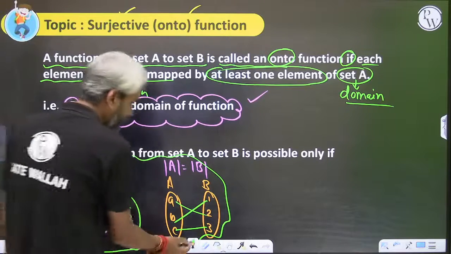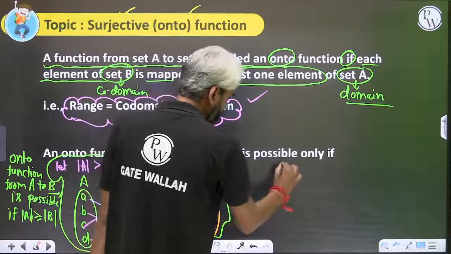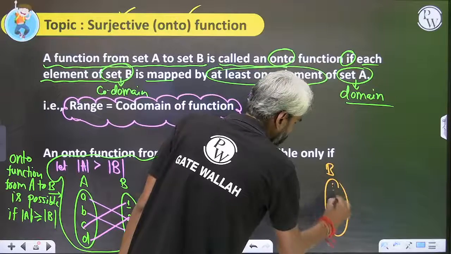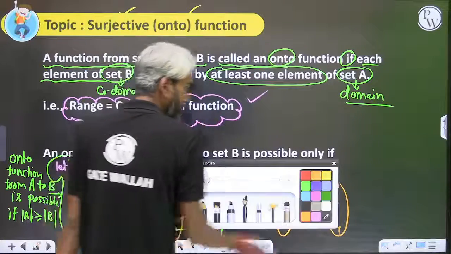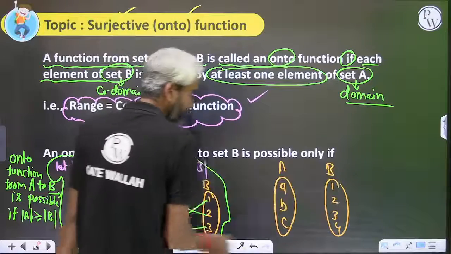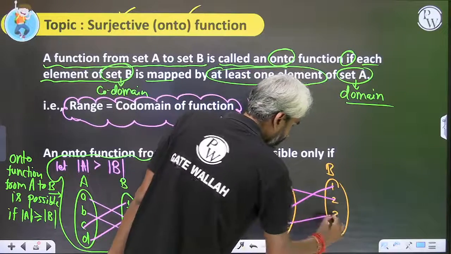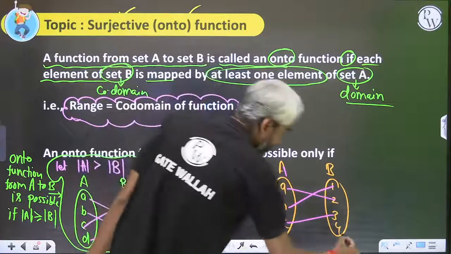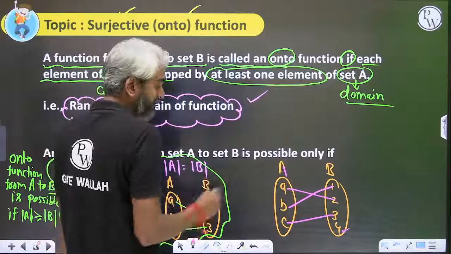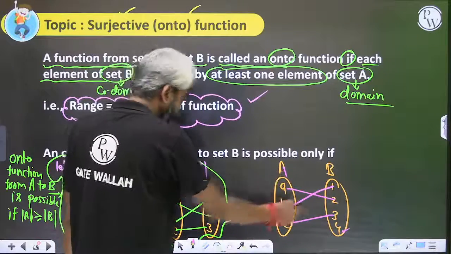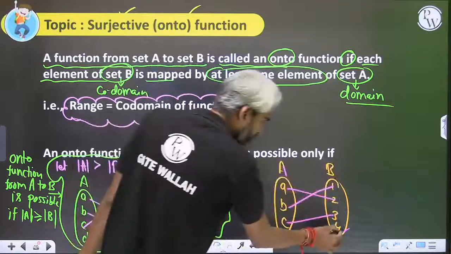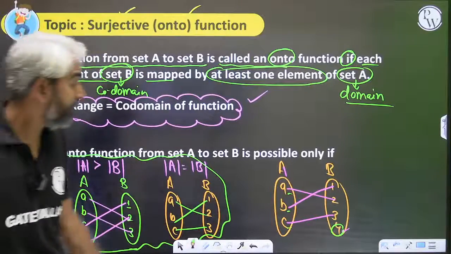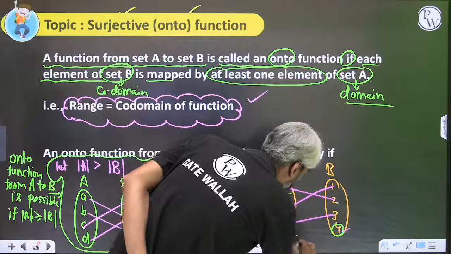But what if the cardinality of set A is less than the cardinality of set B? A has 3 elements, B has 4 elements, 1, 2. Now let's try to map the maximum of the codomain. Done. Now my question is, is there any element in the domain which can relate with this element 4? No, sir. If I try to map this element 4 with any one of the existing elements, then it will not remain a function. So, an onto function is not possible.